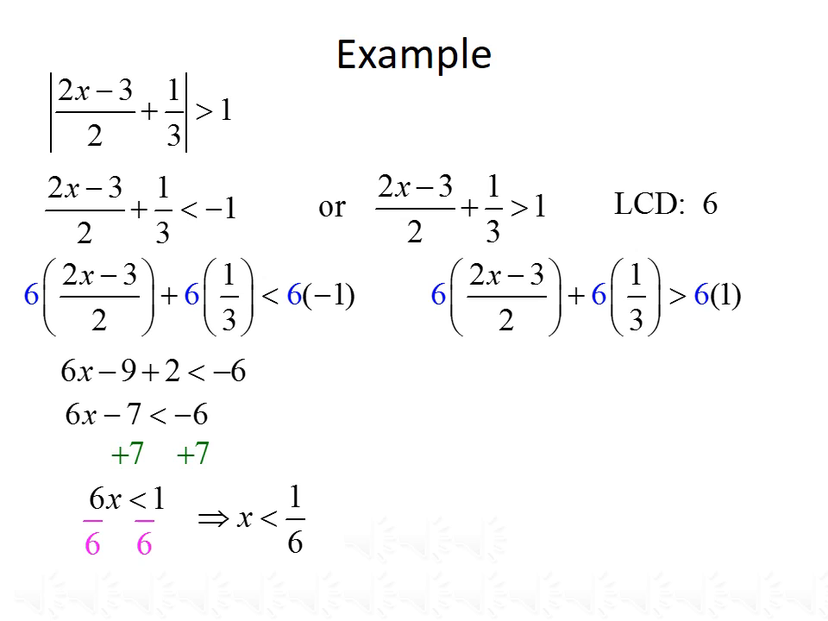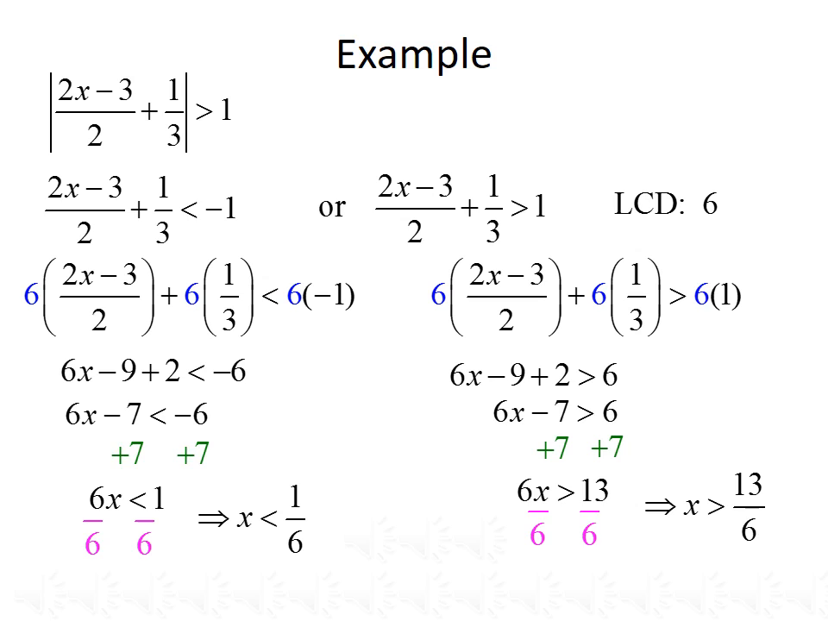If we multiply everything by the common denominator of 6, we'll get 6 times 2x minus 3 over 2 plus 6 times 1/3 is greater than 6 times 1. Simplifying the multiplication will give us 6x minus 9 plus 2 is greater than 6. We combine like terms on the left-hand side, giving us 6x minus 7 is greater than 6. Add 7 to both sides of the equation, giving us 6x is greater than 13. And finally, we divide both sides by 6 to solve for x, and we get x is greater than 13 over 6.